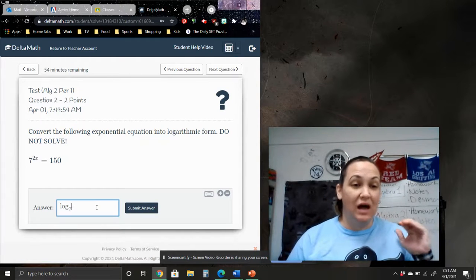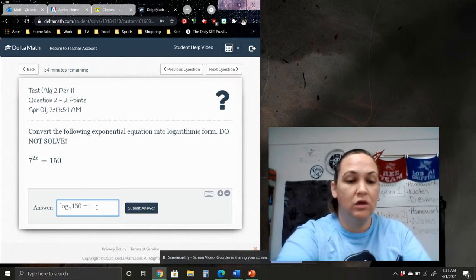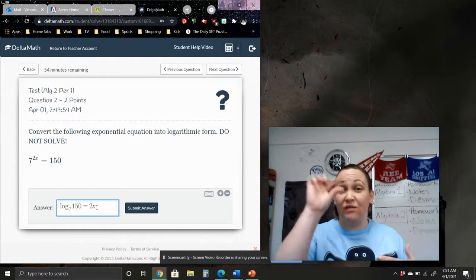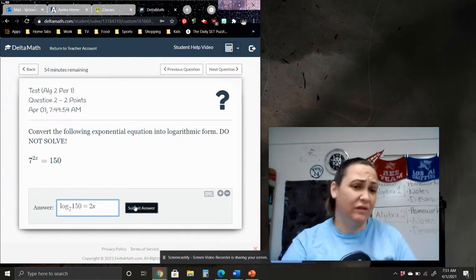So log base 7 of 150 equals 2x. So again, notice that the 7 is small and below. That's important. And we're not solving. So that's it. We're done.